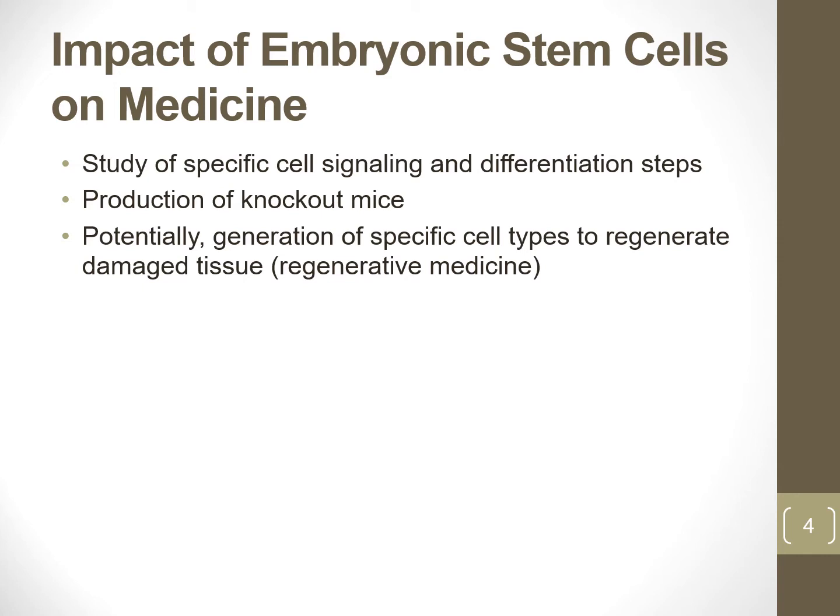So what is the impact of embryonic stem cells on medicine? First, we have the study of specific cell signaling and differentiation steps. When we have a proper understanding of the stem cell process of differentiation, we will have more information about cell signaling and what are the mediators and the factors that cause those stem cells to proliferate and to differentiate into different types of cell lineages. Also, they can produce knockout mice in the labs. This is something complicated. Also, they have the possibility of generation of specific cell types to regenerate damaged tissue, which is called regenerative medicine.